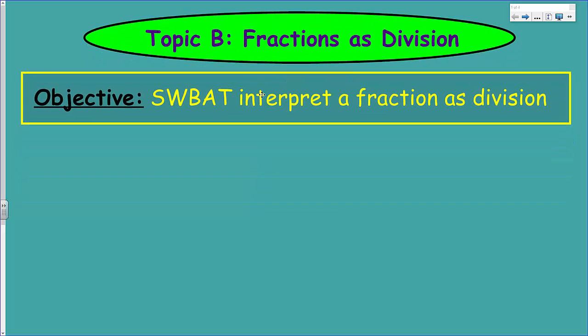Okay, Mr. Wara, let's focus. All right. Students will be able to interpret a fraction as division. This is our objective, basically our learning target today. So let's go ahead and, like I always say, let's get started. Yeah, I know. We're on page 2.